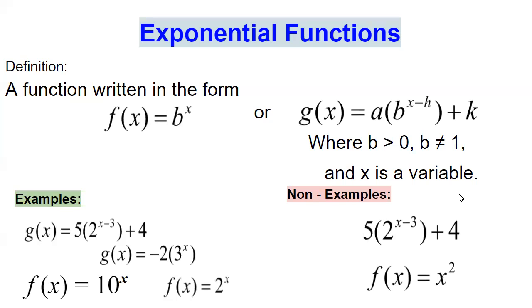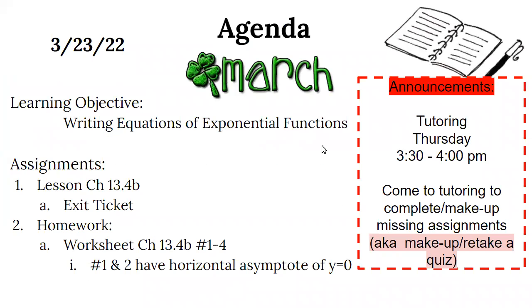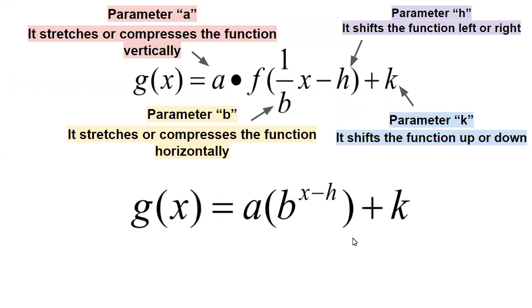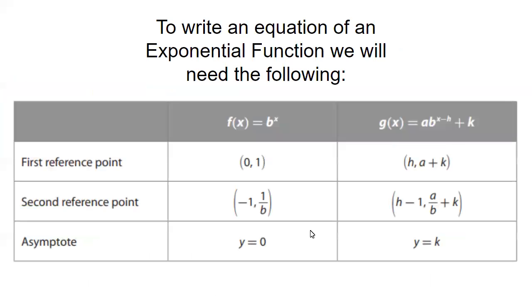So today we're gonna go ahead and write our equations of exponential functions. Now, here is our transformation. We already have all these parts, and we have now our new parameters of g of x in the form of a times b, our base, to the power of x minus h, plus k.